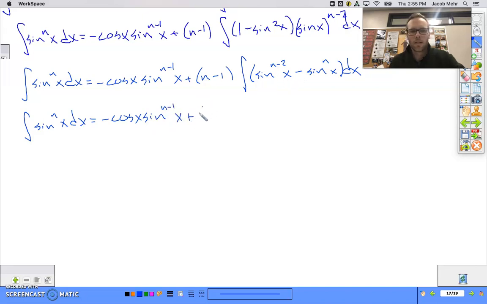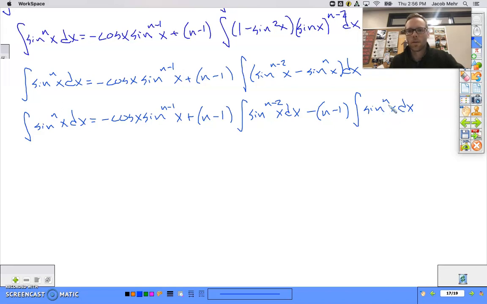Now, when I get to this spot, I'm going to split this up into the two different integrals because I have that subtraction. I'm going to take the integral of sine to the n minus 2, minus, now remember I have to distribute this n minus 1 to everything, so n minus 1 times the integral of sine to the n.